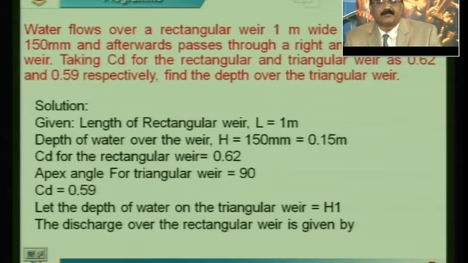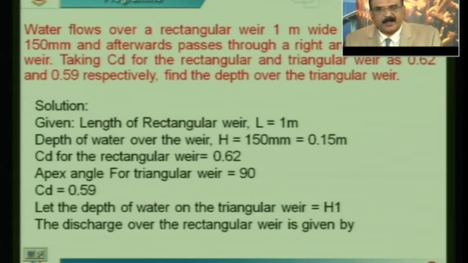Now, let us see how to solve this problem. The first step is, let the depth of water on the triangular weir be H1. Remember, the depth of water over the rectangular notch is 150 mm. This is 0.15 meter or 15 centimeter. Now, since we don't know what is the depth of water over a triangular weir, I assume it as H1.